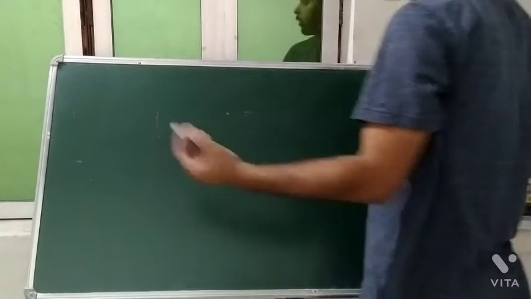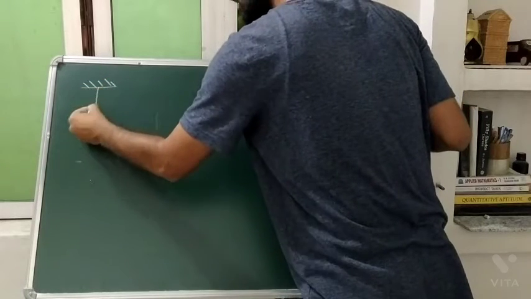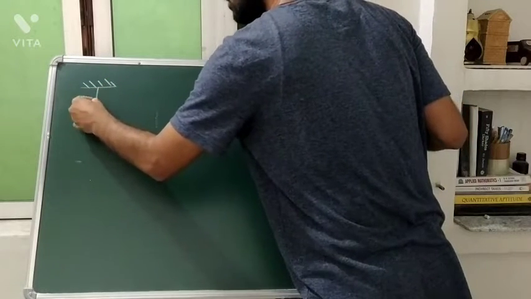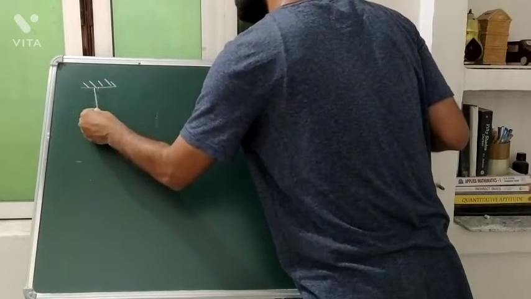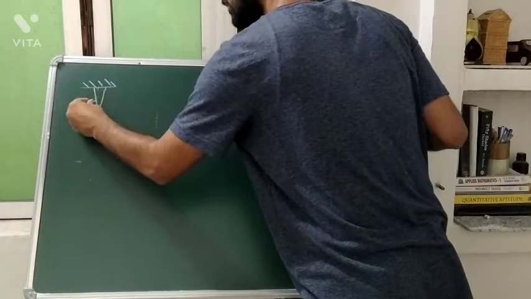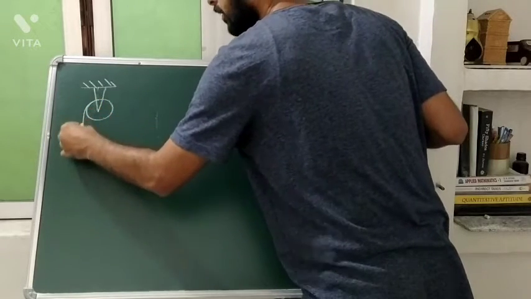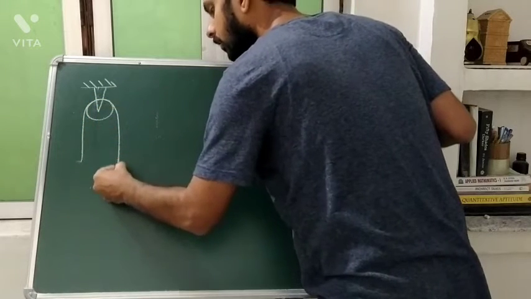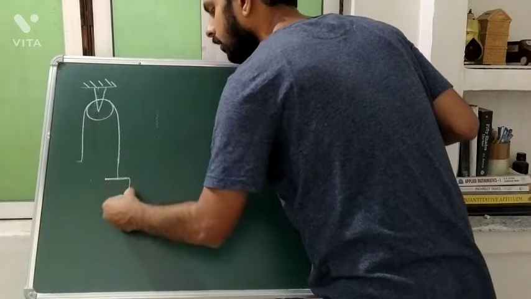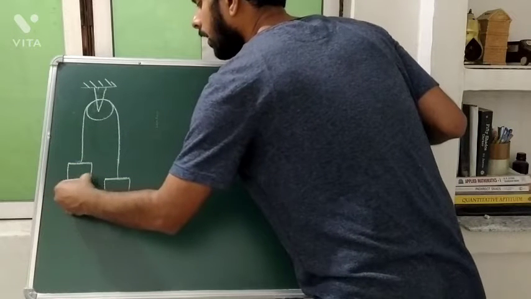And student, one more problem was present there, which had a situation like this. A pulley was here. Suppose we are not considering this string. It is fixed here. Okay, a pulley is present here, and of course, student, these things we have seen in the previous case.